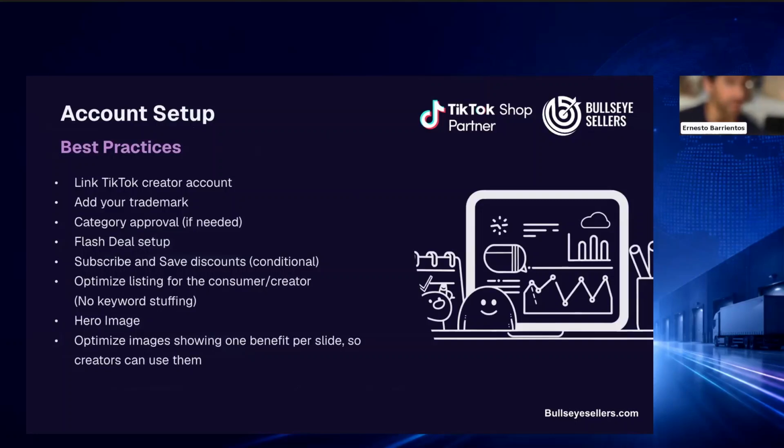All right, so best practices, you got to link the TikTok creator account, add your trademark, category approval if needed. If you're selling beauty or supplements, you'll need category approval. You got to set up the flash deals, subscribe and save if applicable. Optimize the listing. You don't do keyword stuffing like Amazon. Amazon is all about ranking, right? Ranking and then conversion. TikTok Shop is not about ranking. People are not searching for your product. It's interruption marketing. So it's about working with creators, as many videos as possible, and then having the listing, especially the main image, be good for conversion. Hero image, optimized images showing one benefit per slide, so creators can use them.